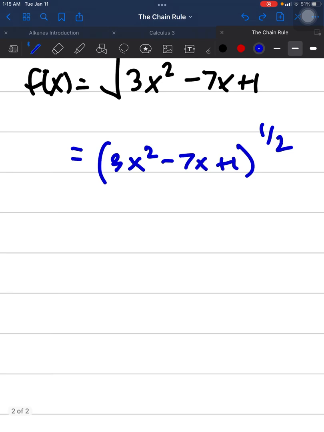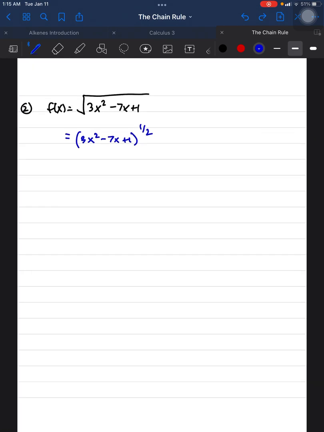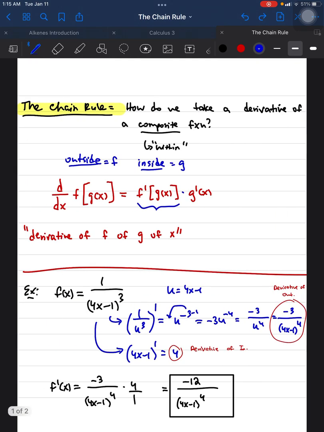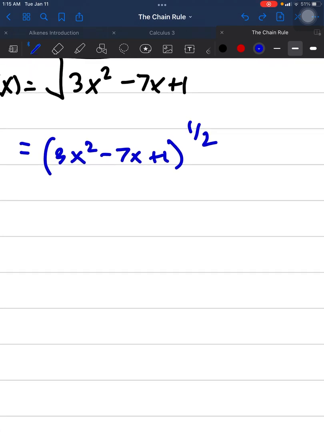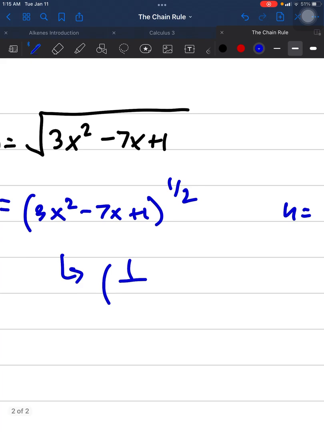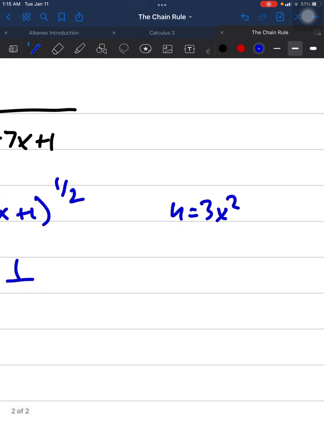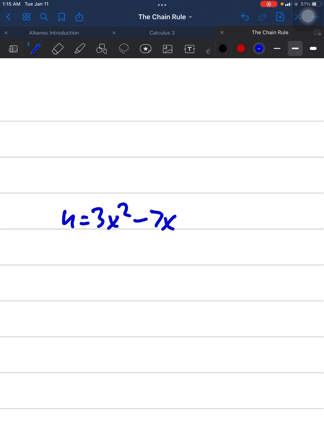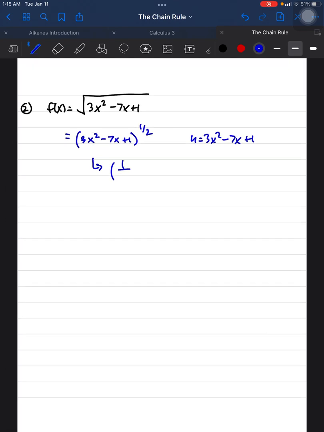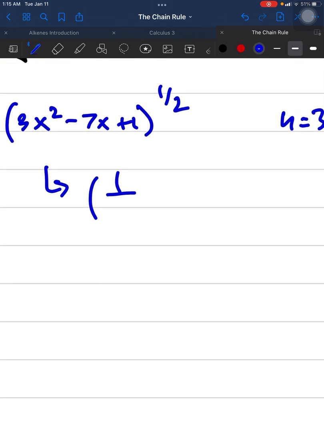So now we can determine what the outside function is. The outside function is just x to the 1/2. Once again, we use the u sub method we used previously. So in this case, u is equal to 3x squared minus 7x plus 1, right? Now we just substitute that in for u. So it's going to be u to the 1/2.